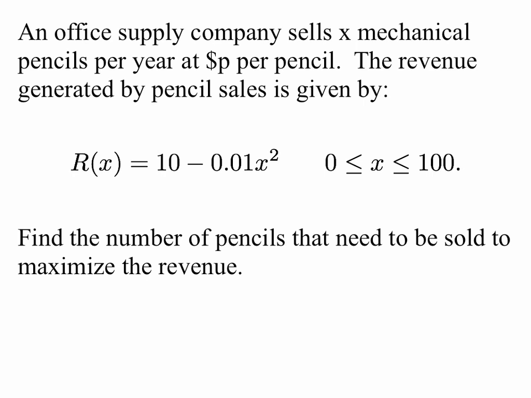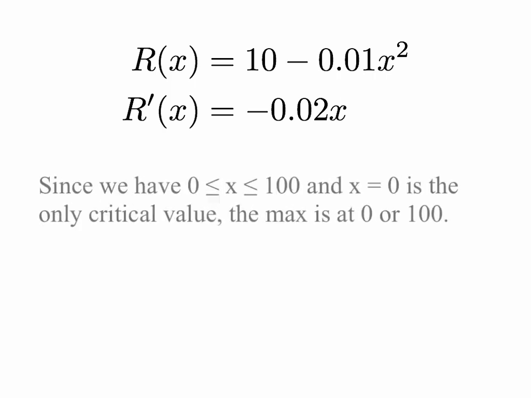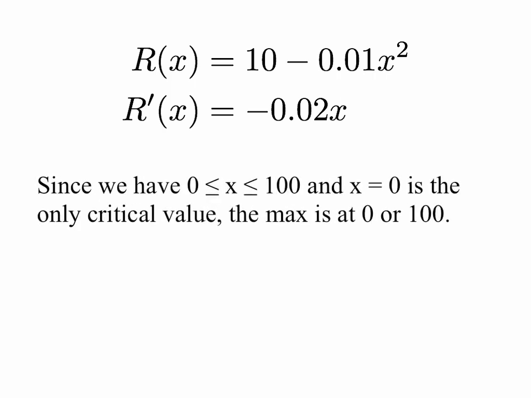So you're asked to find the number of pencils that need to be sold to maximize the revenue. So this is a problem in which we have to maximize the revenue. So that means we need to take the derivative and find the critical values. So we have R of X is equal to 10 minus 0.01x squared. The derivative of that is minus 0.02x. Setting that equal to 0, we see that x is equal to 0 is the only critical value. And so the max is at 0 or 100 because we had a closed interval 0 to 100. And we know from the extreme value theorem that we must attain a maximum and a minimum on the closed interval, which will occur at the endpoints or any critical values.